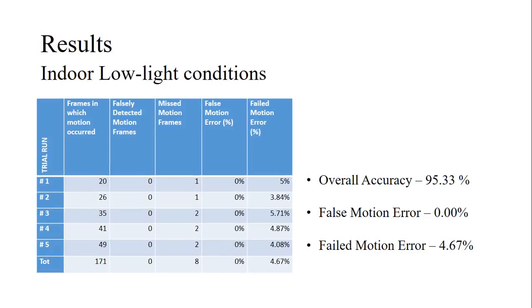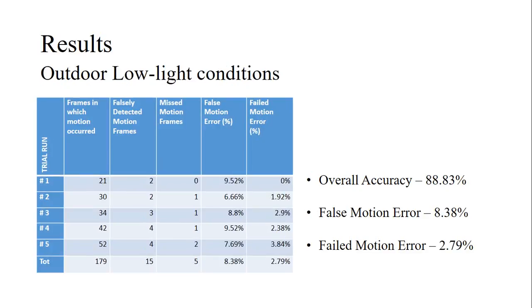Now, let us take a look at the performance indoor under low light conditions. Here, you can see the performance is still good with a slight increase in failed motion error though. However, when we move outdoors under low light condition, the performance falls under 90%. This is attributed to the high noise and low illumination present in the captured frame.